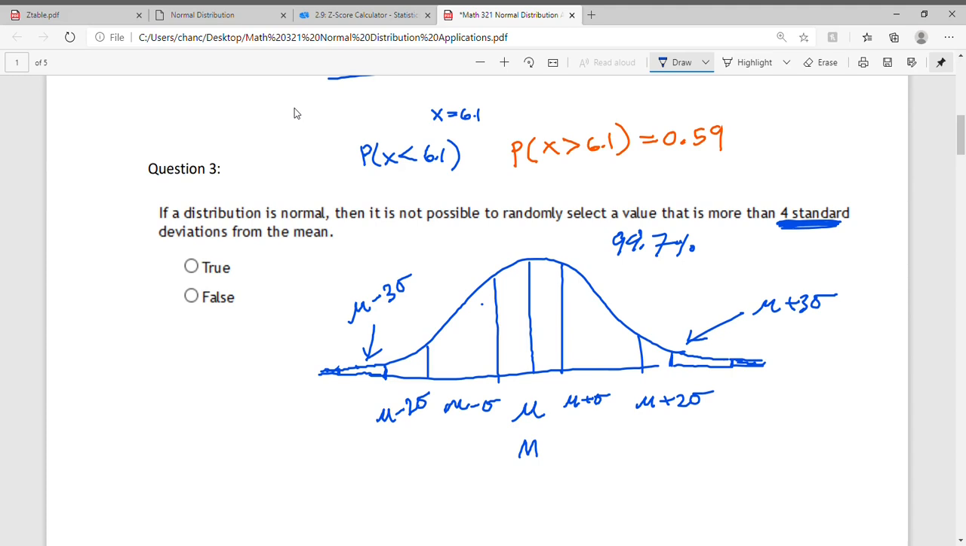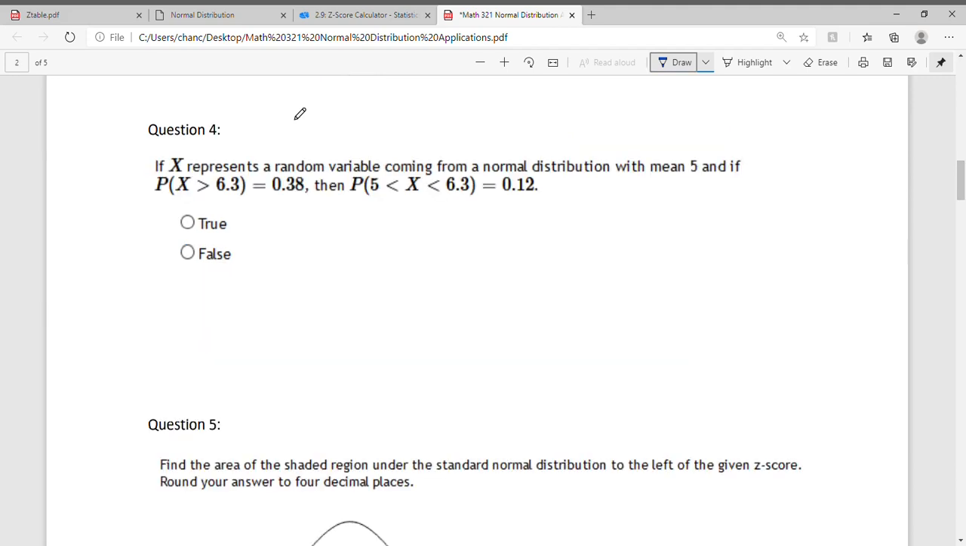So this is in fact false, because you can have 4 or maybe even 5 standard deviations above the mean. It's just very rare for that to happen. Question number 4. If x represents a random variable coming from a normal distribution with mean 5, and if the probability of x greater than 6.3 equals 0.38, then the probability of x between 5 and 6.3 is 0.12.